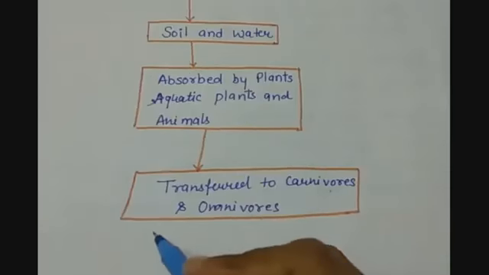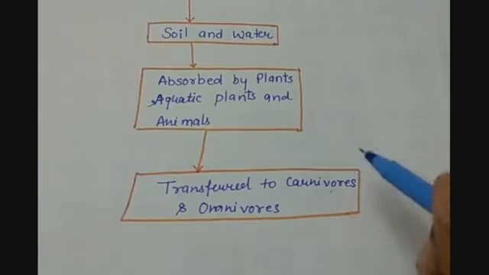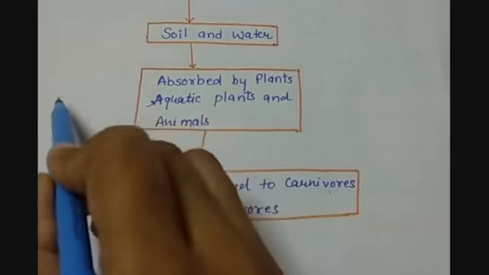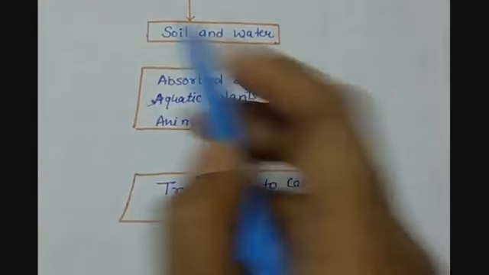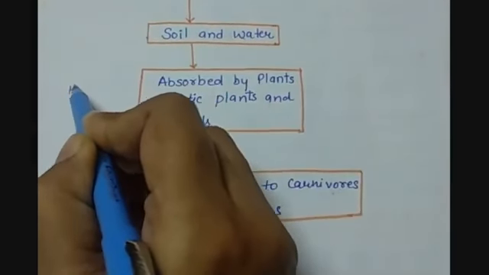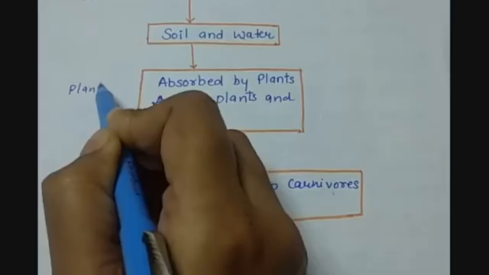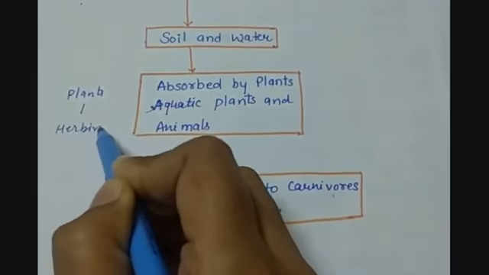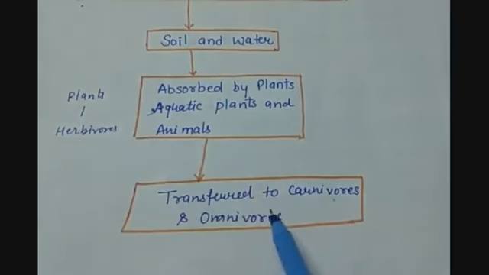Then what happens? As we know that these chemicals are not degradable, so they get accumulated progressively at each level. When from soil and water they are coming into the plants or the producers, then they go to the herbivorous organisms. From herbivorous they go to the carnivorous and omnivorous, and finally they reach up to the highest trophic level, that is humans, and they get accumulated in the tissues of humans.